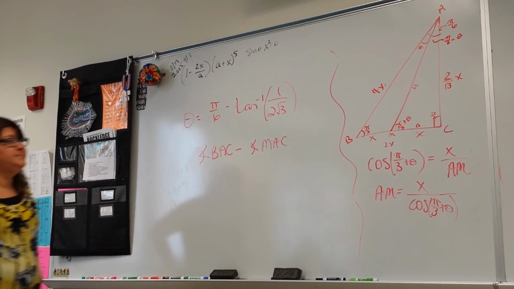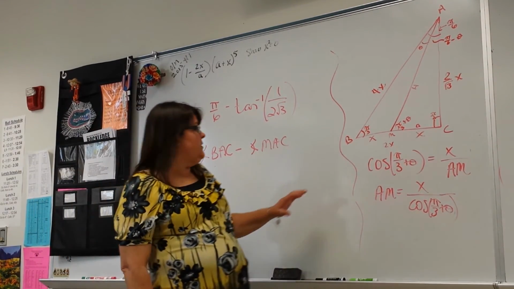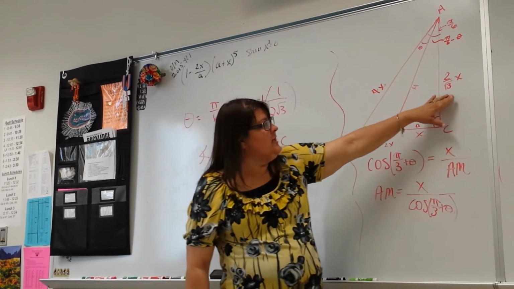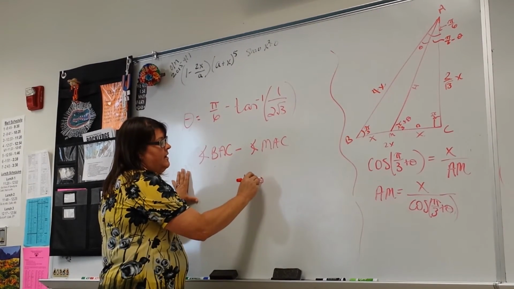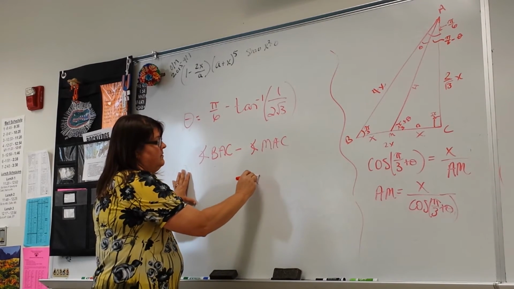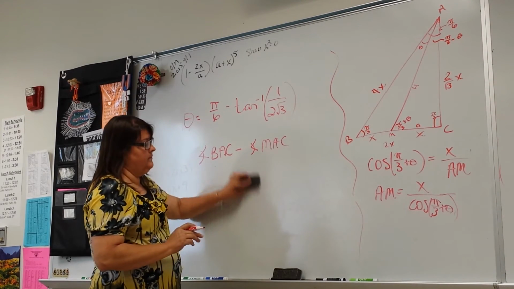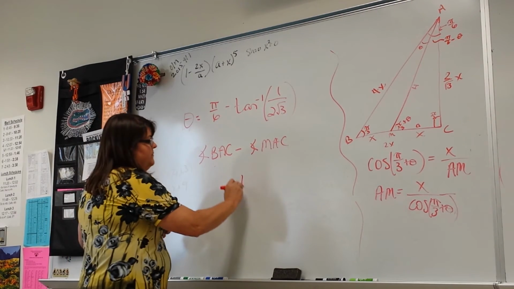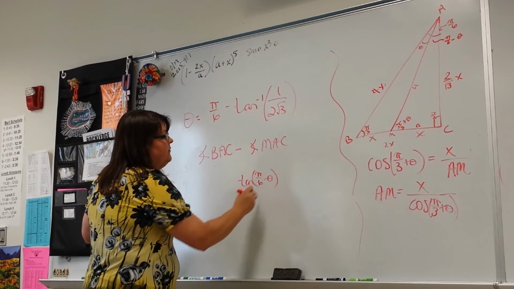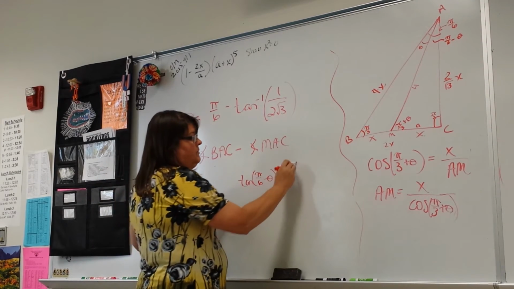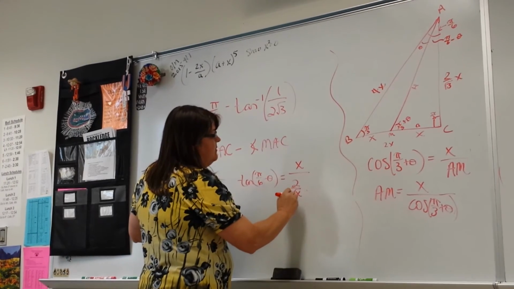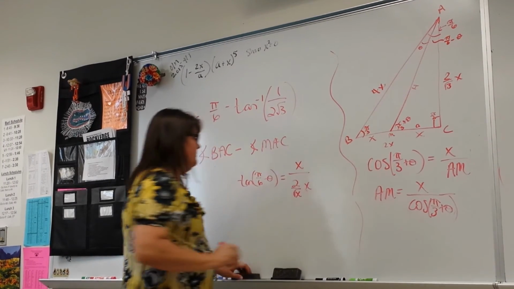Now it works. Now we can actually go through the process, and this is the opposite over adjacent. So tangent of pi over 6 minus theta, right, is equal to opposite over adjacent, x over 2x times the square root of 3. Okay?